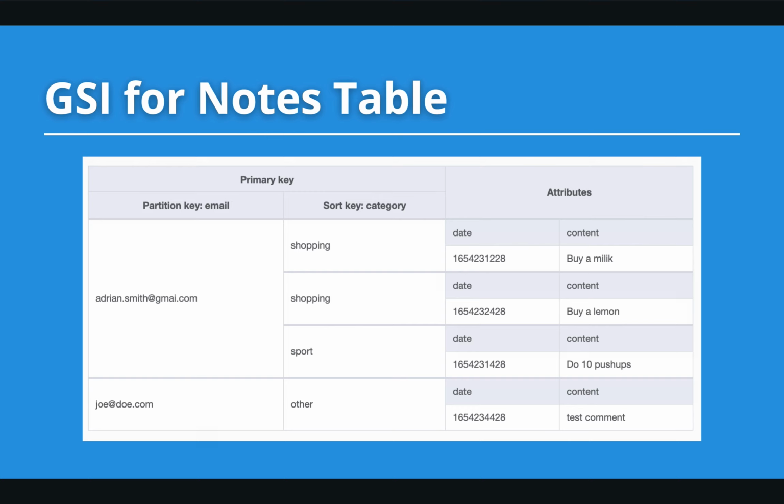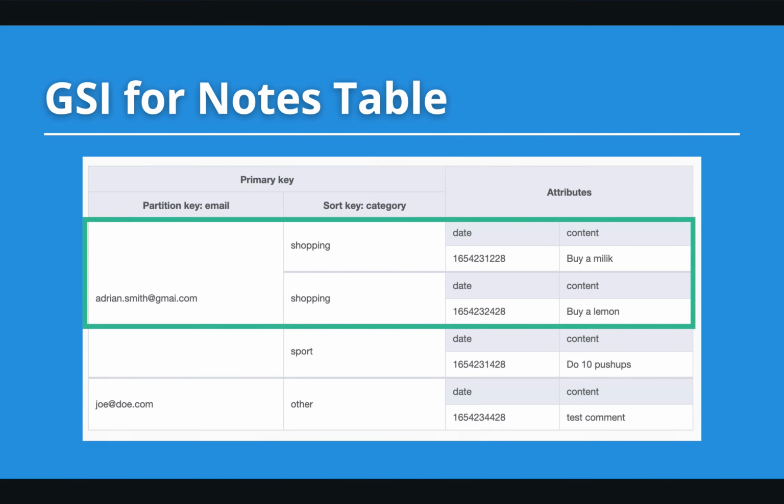Moving back to our example. To access the user's notes by a category, firstly, we have to know the user's email. So the partition key will be the same, but as a sort key, we will set the category attribute. This way, we will be able to query another item collection.